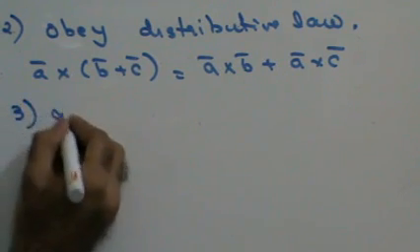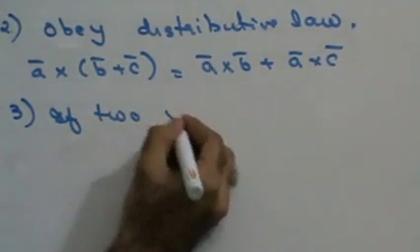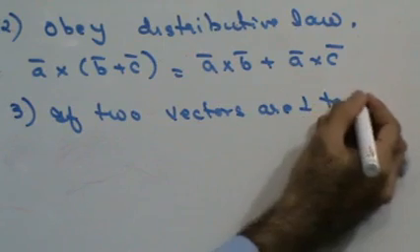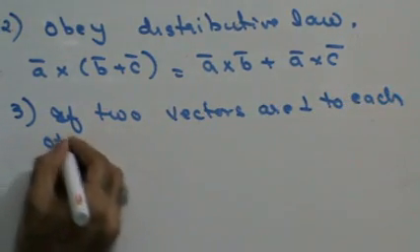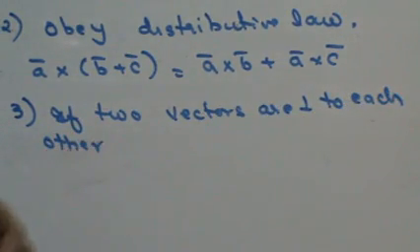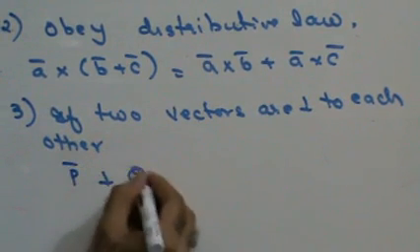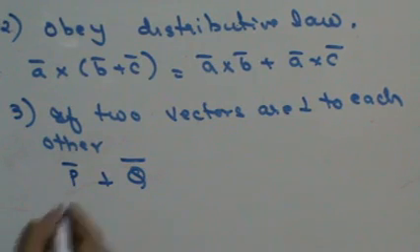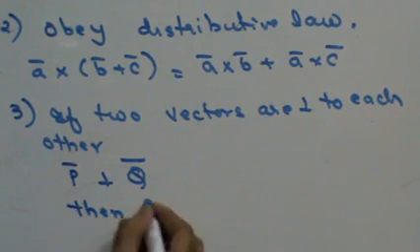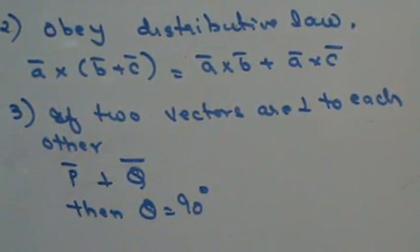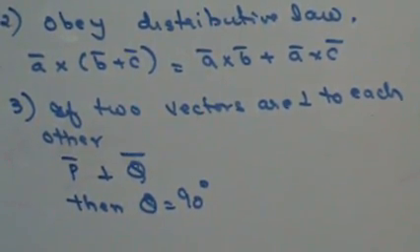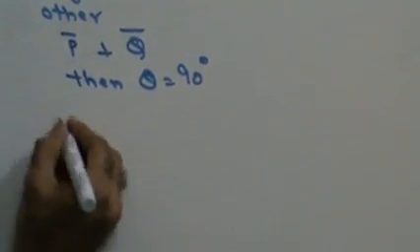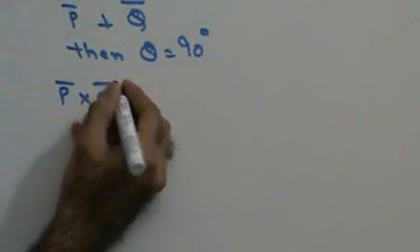Next, what happens if two vectors are perpendicular to each other? Suppose I have P vector perpendicular to Q vector. Then theta will be equal to 90 degrees. In that case, what will be P vector cross Q vector?